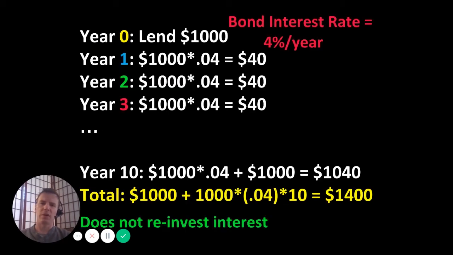So let's say we buy a $1,000 bond. So that's the principal of the bond, and the interest rate attached to it is 4% per year. And we know that in advance.